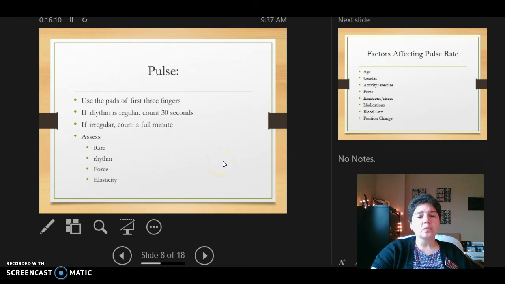You want to assess the rate, the rhythm, the force, and the elasticity. All of those are in the book, and we'll be going over those in lab as well.